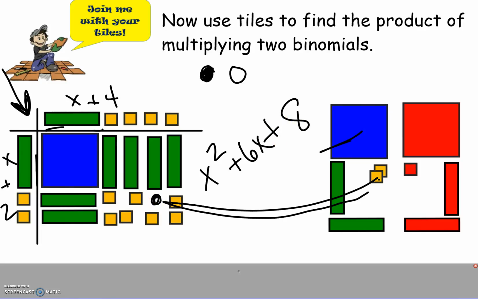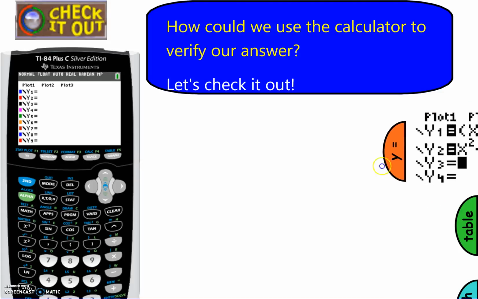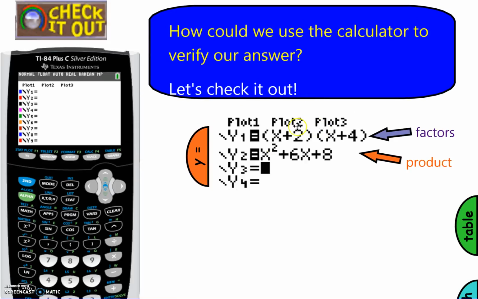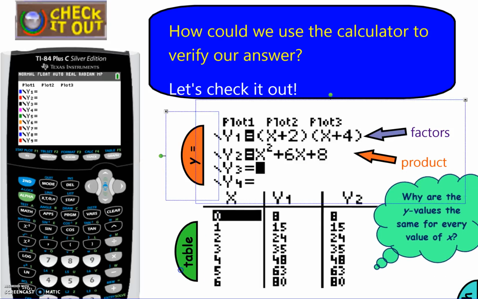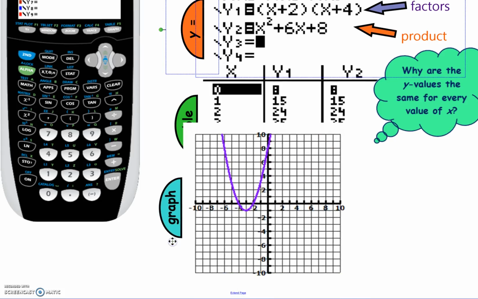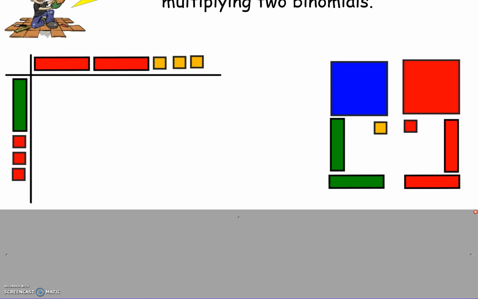All right. If you wanted to check it on your calculator, if you have a calculator at home, you would put the original expressions we got and then the answer that we got, and check the table. Remember, if y1 and y2 are the same, you know it's equivalent. And then if you check the graph, you'll notice that it's the same exact parabola. All right, so let's do another example.